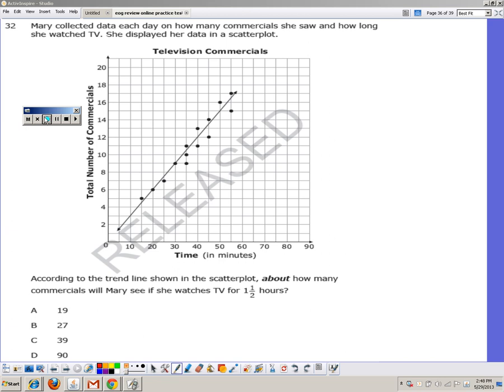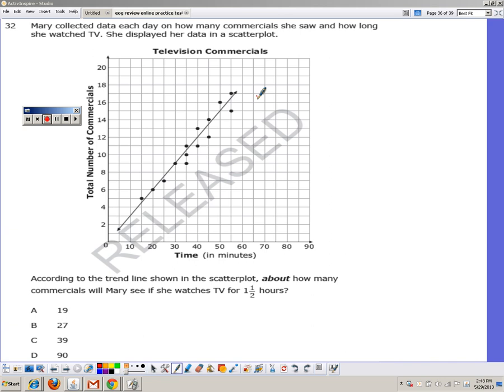In this problem, Mary's collecting data about how many commercials she saw while watching TV. And then she drew a scatter plot, and she drew also the line of best fit. They want you to find out how many commercials you will see if you watch just 1.5 hours of TV.